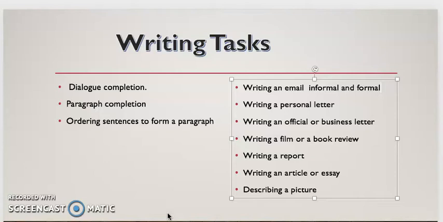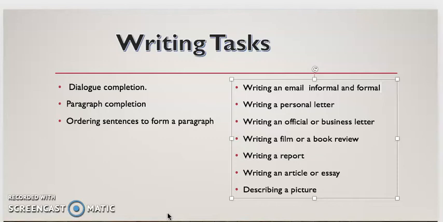The next writing task is writing a film or a book review. So writing a film review means it's a kind of writing in which you talk about the title of the film that you have seen, the actors or the characters in the movie, a summary of the story, and the kind of techniques used in the movie, for example, the special effects. And after that, you try to evaluate the film.